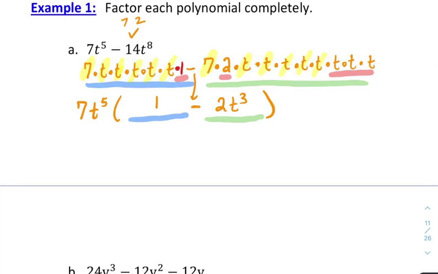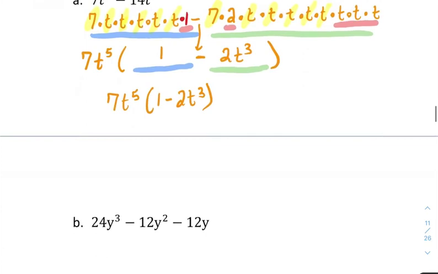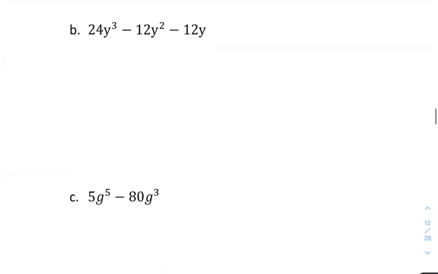You can check yourself by multiplying it back together if you wanted to, and seeing that it equals the original, and also that 1 minus 2t to the 3rd doesn't share any other factors. I just rewrote it so it'll be a little bit neater. Let's look at another one.